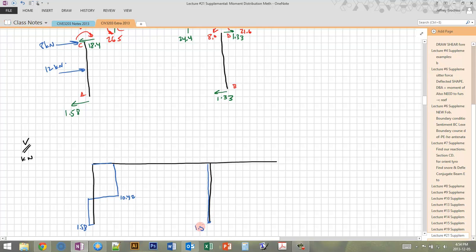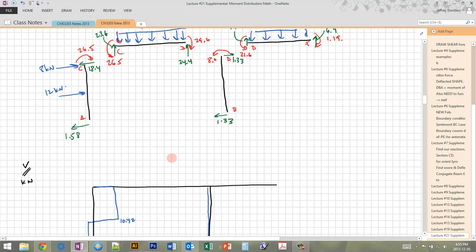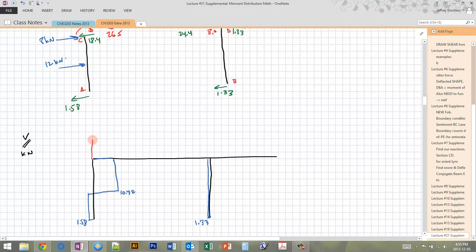Try to draw those straight. These are constant shears. 1.33, sorry. And then the shear for the top one. So this one goes up by 23.6. Then we have a distributed load that causes a linear change in the shear, and then it goes up again by 24.4. So this goes up. This is not exactly to scale. 23.6. Down. Okay, then this one is 24.4.